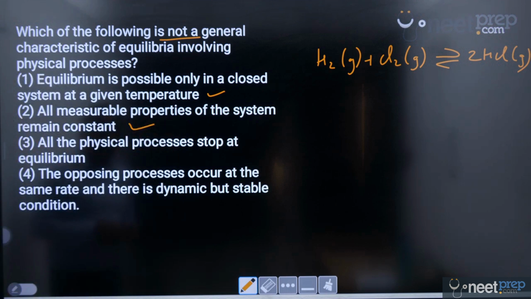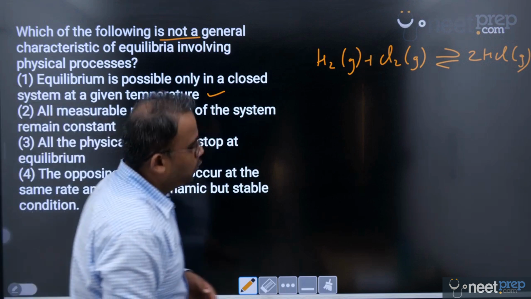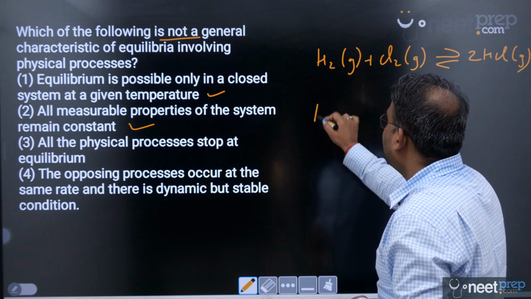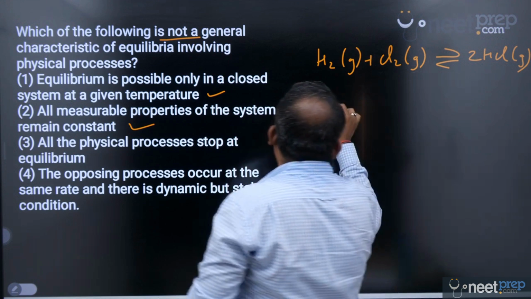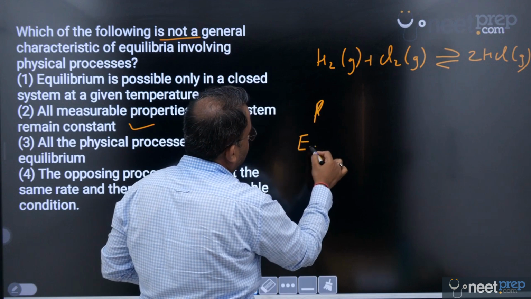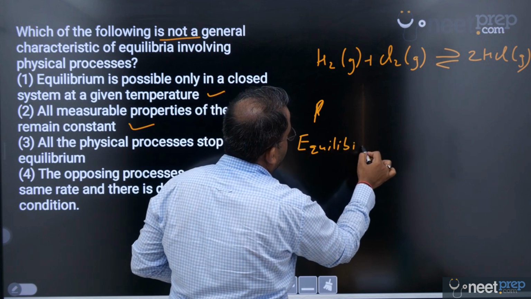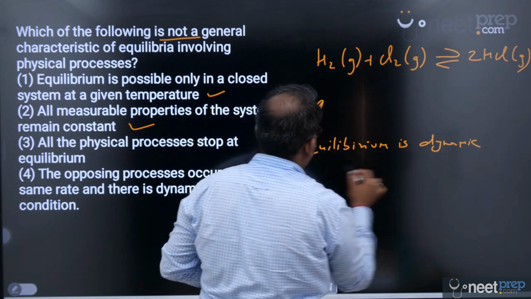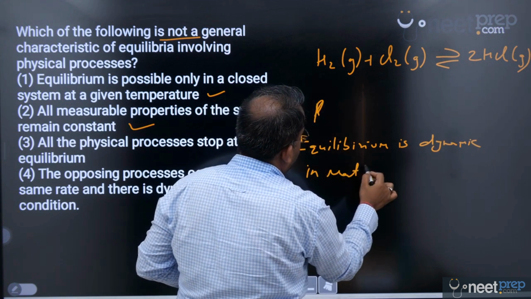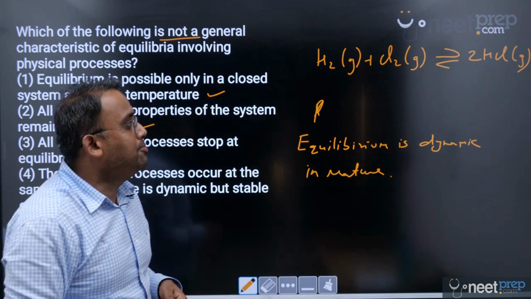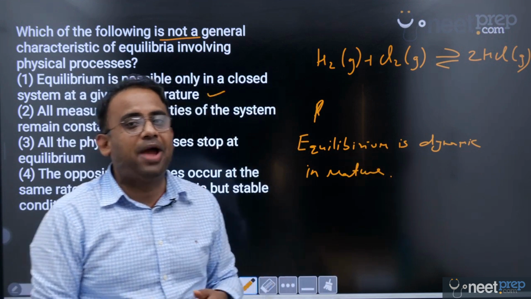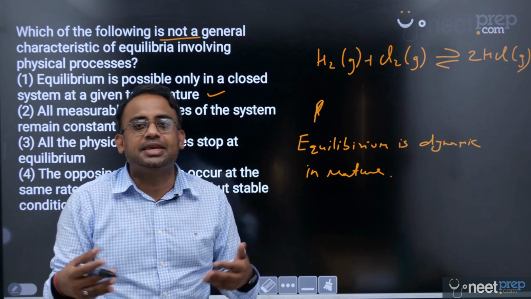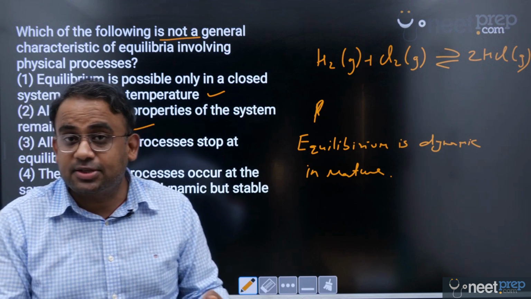All the physical processes stop at equilibrium? No, this is incorrect. Why so? Because equilibrium is dynamic in nature, which means that at equilibrium only the rate of forward and backward process becomes equal, so that all measurable properties seem to be static. The process doesn't stop.